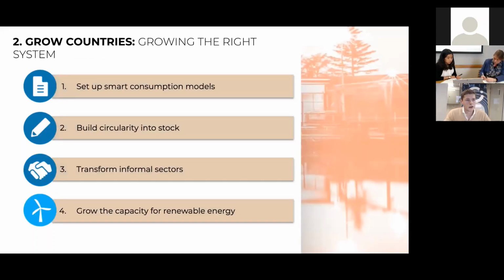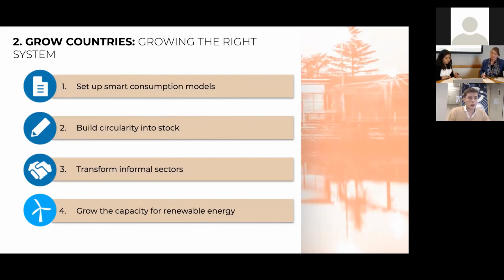In grow countries, we have some similar challenges, but also new ones, because these countries are starting to build up a growing middle class, so they need to really think about the way they are consuming and they need to think about smart consumption models, such as sharing models, as I was talking about earlier. They still need to build up a lot of stock. They need to deliver a lot of social development to a lot of people still, so they also need to build up these systems. So again, there's this idea of building circularity into these stocks.